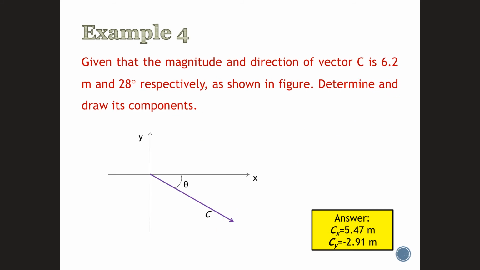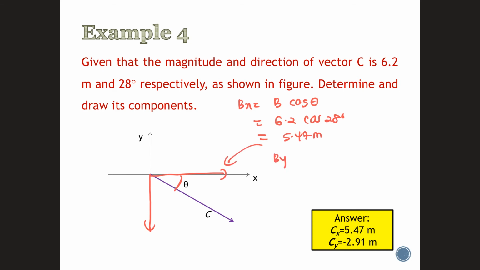So this one is also the same thing. Practically very easy also because you only have one force. So you just draw the component, which is going to be downward and to the right, and your angle touches the x axis, which means that your Bx will be B cos theta, which is 6.2 cos 28 degree. So your answer is going to be 5.47 meter, positive, because it's moving to the positive x direction.